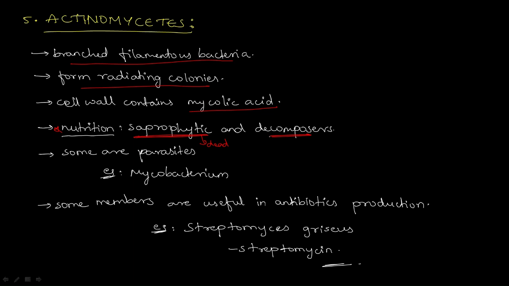And some are parasites, which means they get nutrition from a host organism. Examples are Mycobacterium, which causes tuberculosis. And some members of actinomycetes are useful for antibiotic production. Example is that streptomycin is an antibiotic produced by a bacteria.